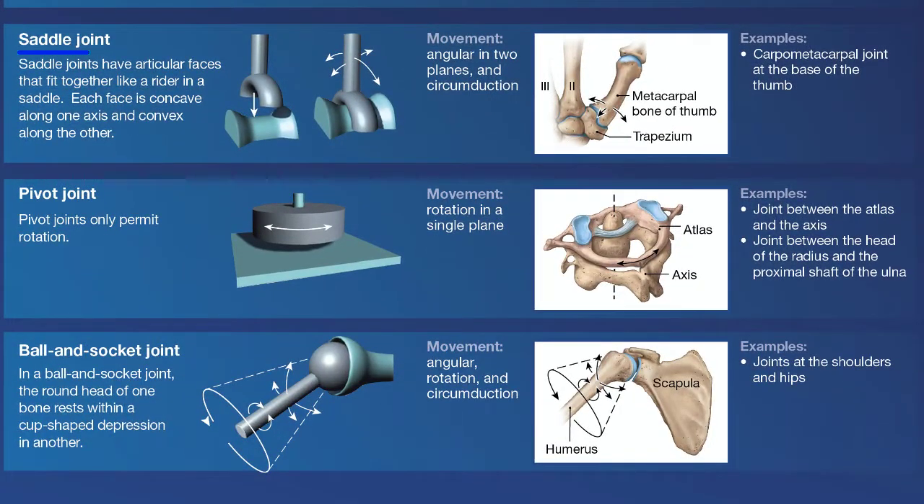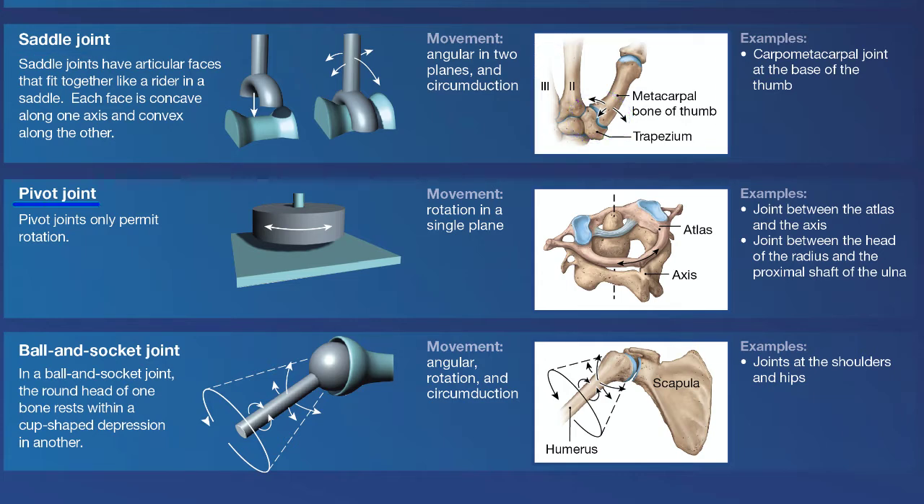Think of a saddle joint as a horseback rider sitting on a saddle. The only saddle joint in the body occurs where your trapezium articulates with your first metacarpal, allowing your thumb to swing forward and oppose your fingers. Imagine life without an opposable thumb.